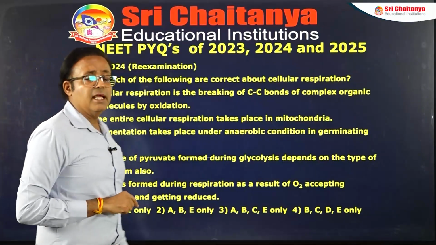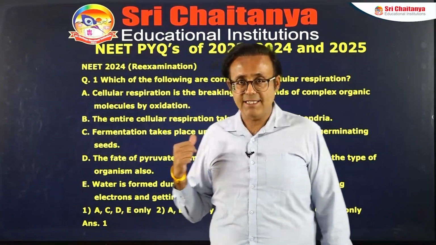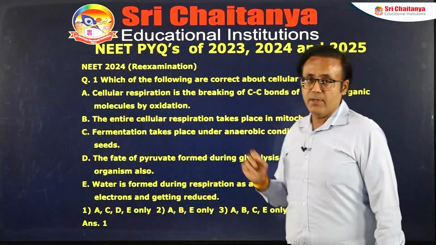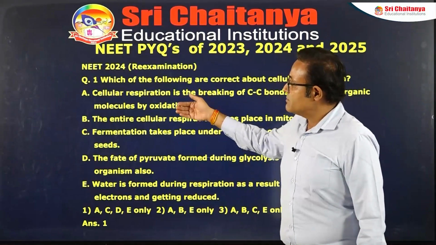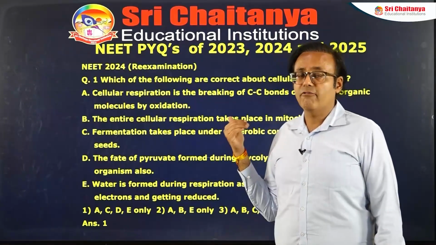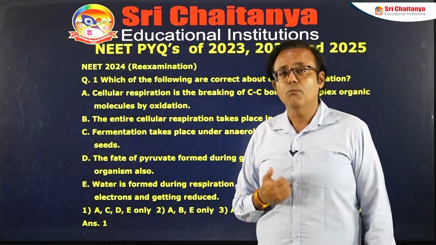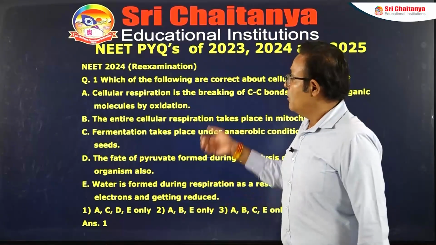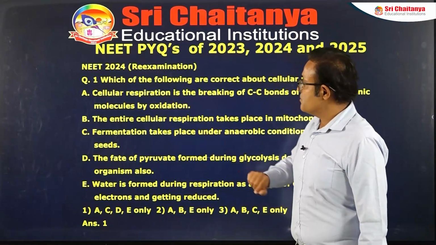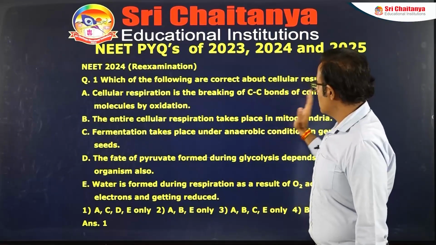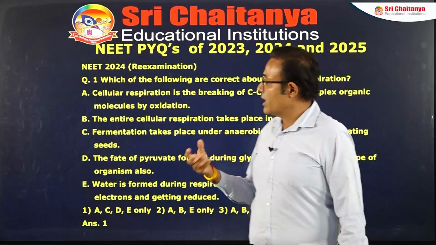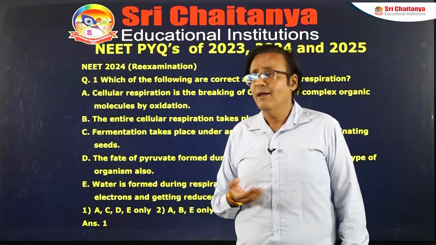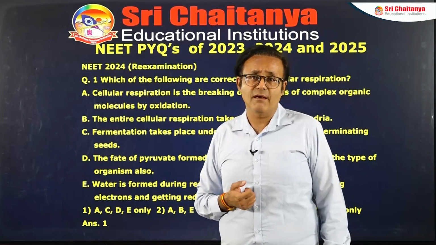The next, NEET 2024 question was asked this: which of the following are correct about cellular respiration? Now, these were the options given, and if I read these options, you see most of the options were direct lines of the NCERT textbook. Look at the first one. Cellular respiration is the breaking of carbon-carbon bonds of complex organic molecules by oxidation, and this is the definition of respiration and is given as such in NCERT.